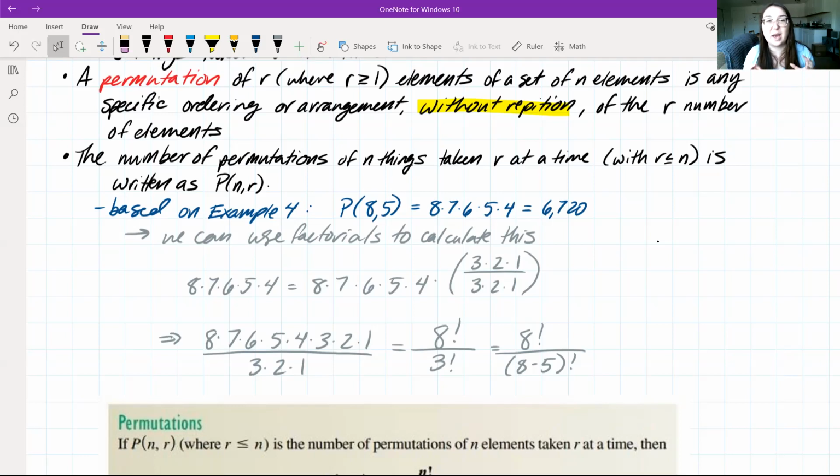We now see that we have a factorial in the numerator and in the denominator. And when we rewrite this, we rewrite it as 8 factorial divided by 3 factorial. And since R was our number 5 and n was 8, we can rewrite this as 8 factorial divided by 8 minus 5 factorial. And this gives us our formula for a permutation.